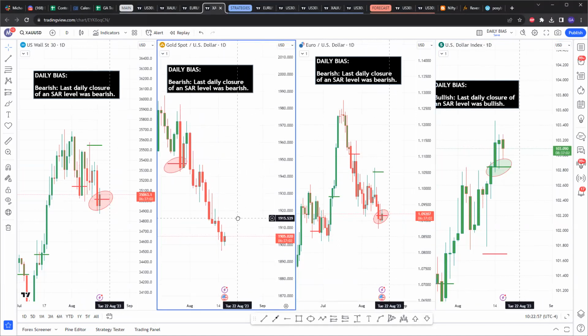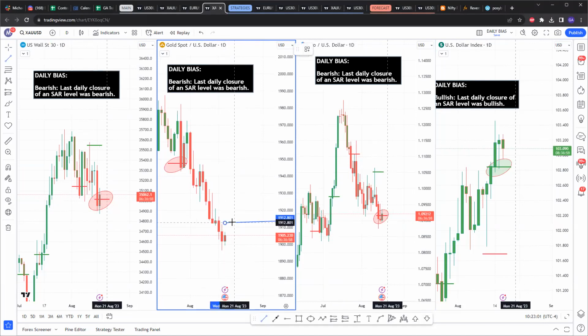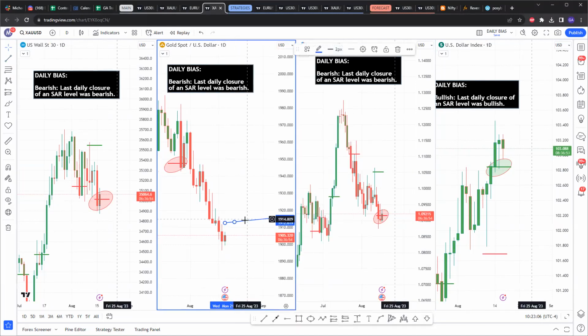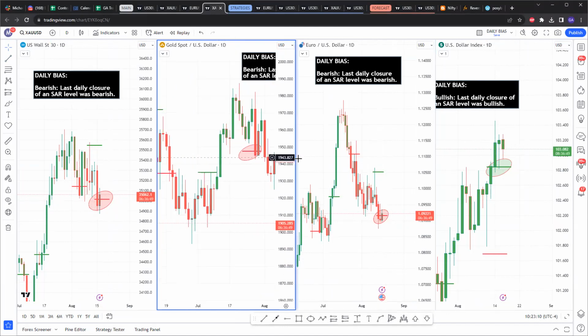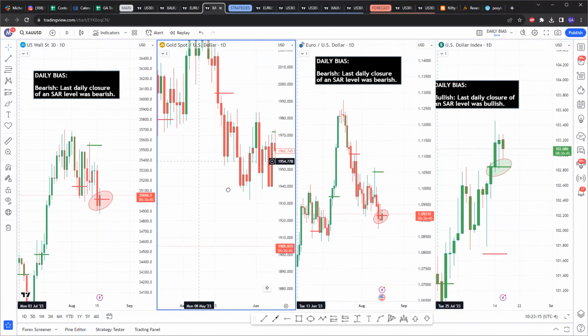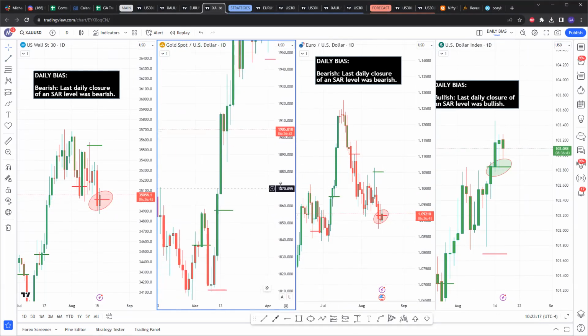Now, personally, for gold, I'm waiting for that green SAR. The only time I'd be looking to buy gold is if we get that green SAR. And if we do get it, like for example here, this one right here, let me give you an example of what I would want to see.